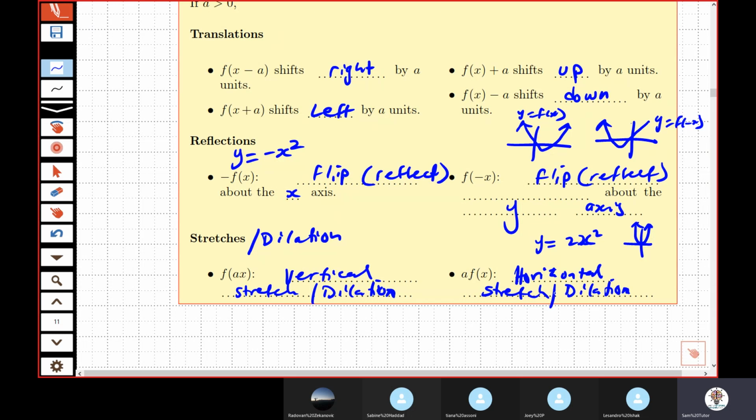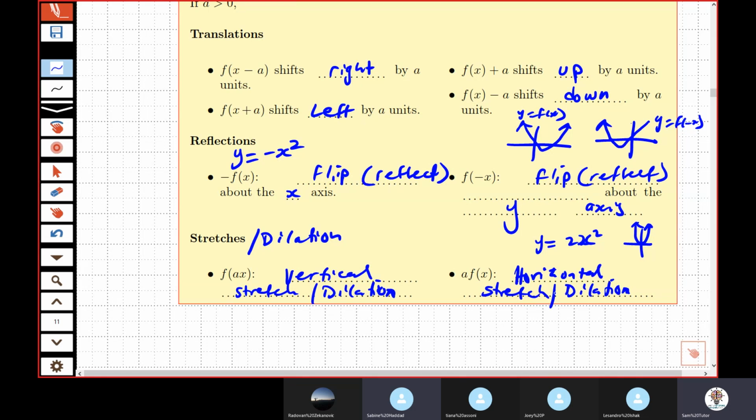But we all make mistakes. Horizontal, x's and y's. That's how, I mean, x's, sorry. Vertical, I think of y's. So I just want to make sure that a of f of x is a horizontal stretch and f of a of x is a vertical stretch. Found it, Sabine, or not yet?